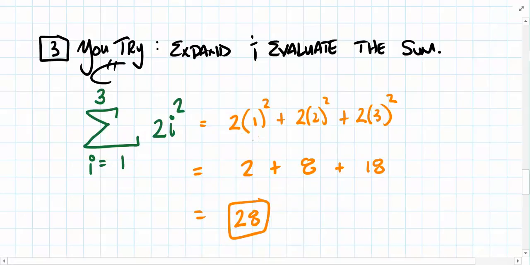You should have noticed that this means 2 times 1 squared plus 2 times 2 squared plus 2 times 3 squared. So this expression has a value of 2. This expression has a value of 8. This expression has a value of 18. So therefore, when you add them all together, you get a value of 28.